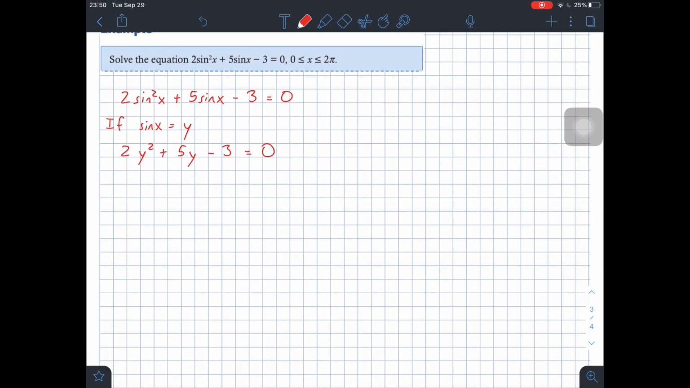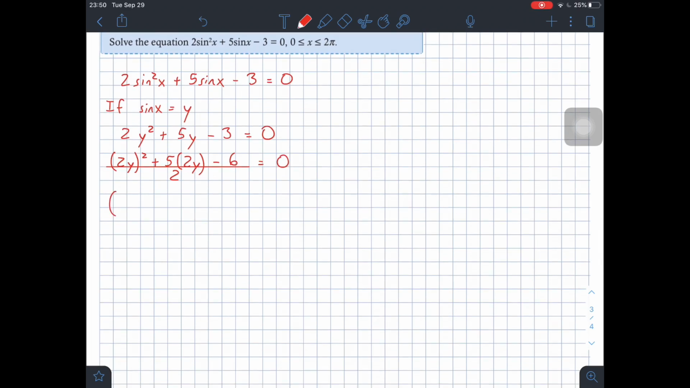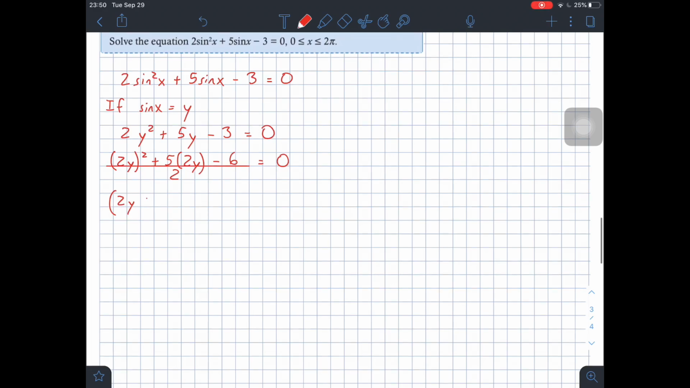If we apply case 6, we would have 2y squared plus 5 times 2y minus 2 times 3, that's 6, and all of this is being divided by 2. This is equal to 0. So we need to find a pair of values that multiplied would give us negative 6 and that added would give us positive 5. That pair of values would be positive 6 and negative 1, right? Minus 1. So this is all being divided by 2.